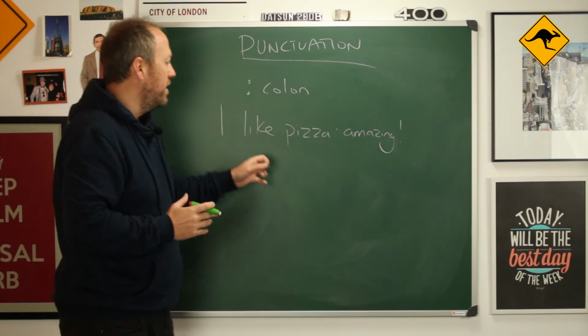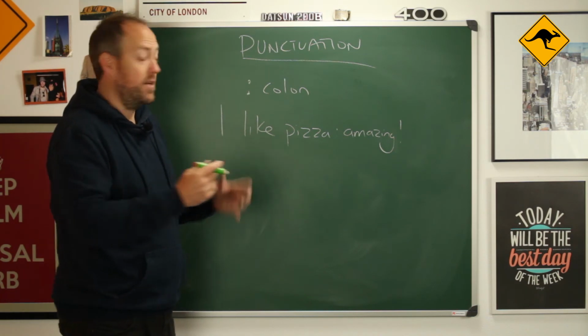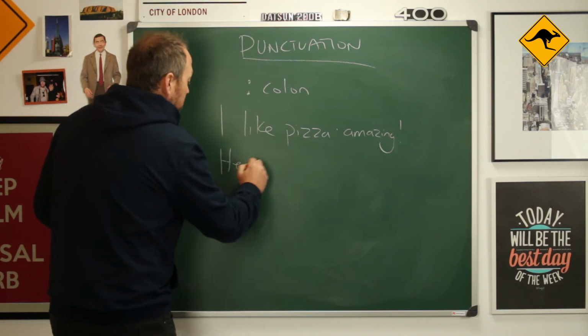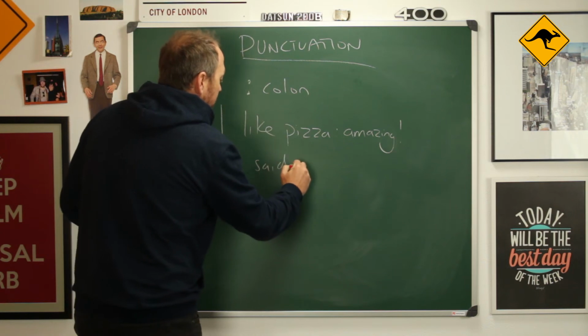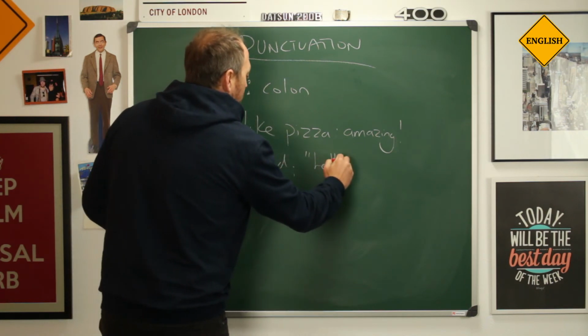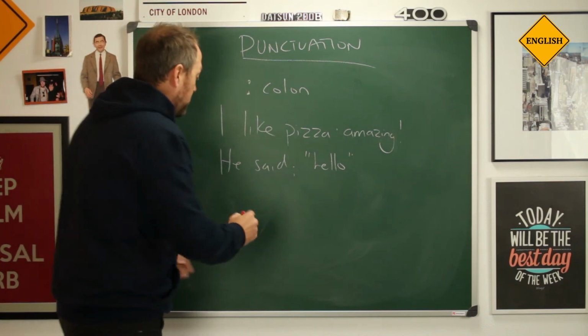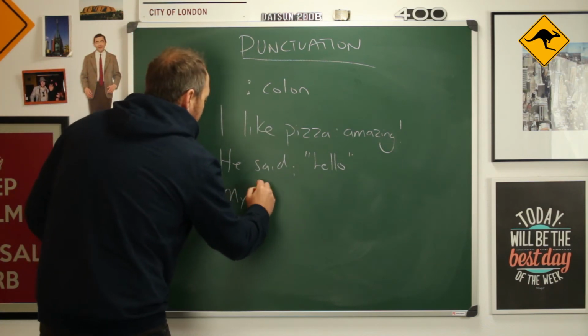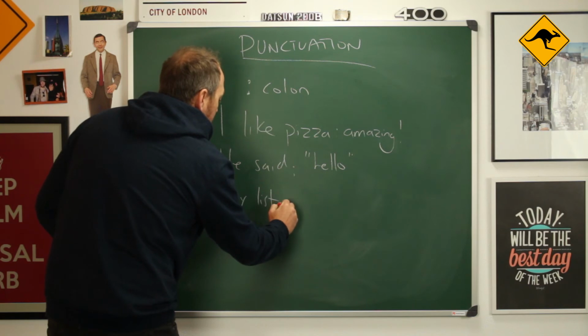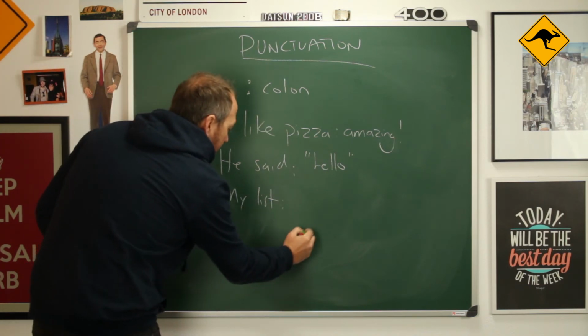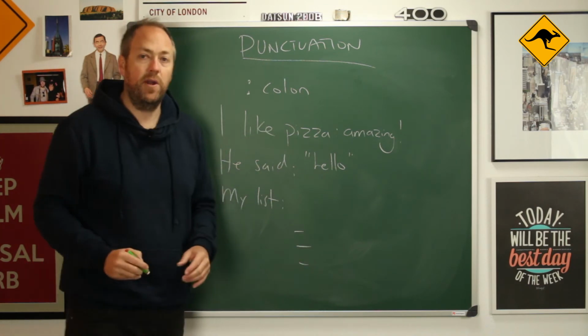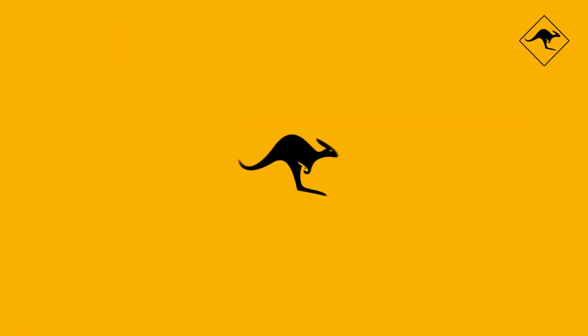Okay. Also, we use this in front of quotations. Like, for example, he said: hello. Okay, so we use it here. And we also use it for lists. Like, for example, my list. And then I put my colon, and then here I have my list of things. Okay? So this is the colon.